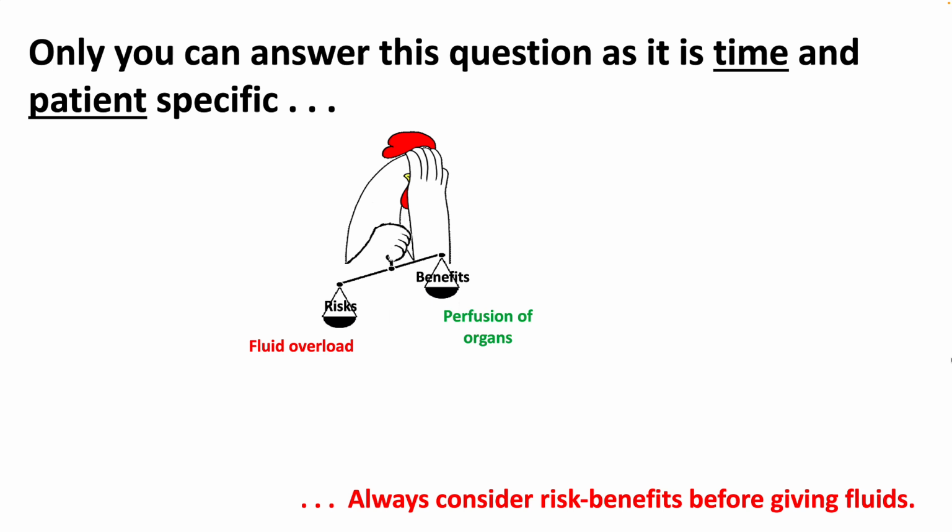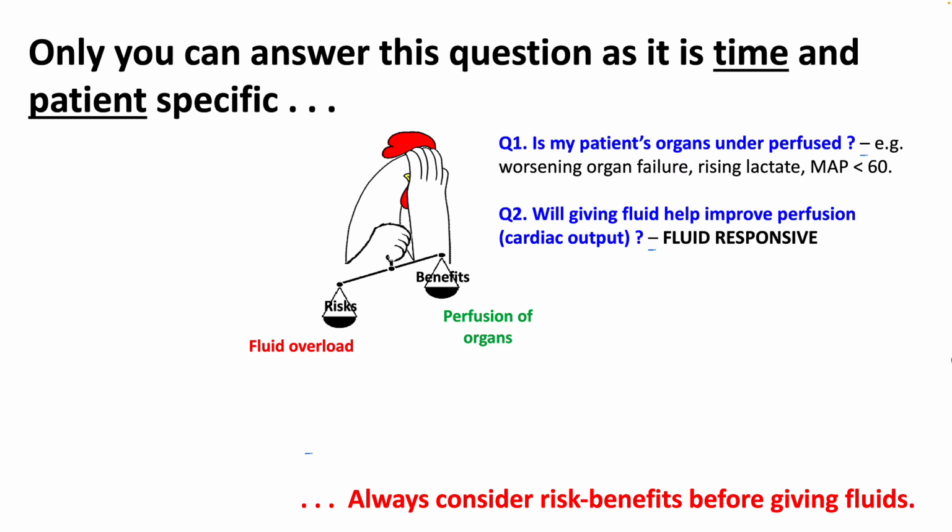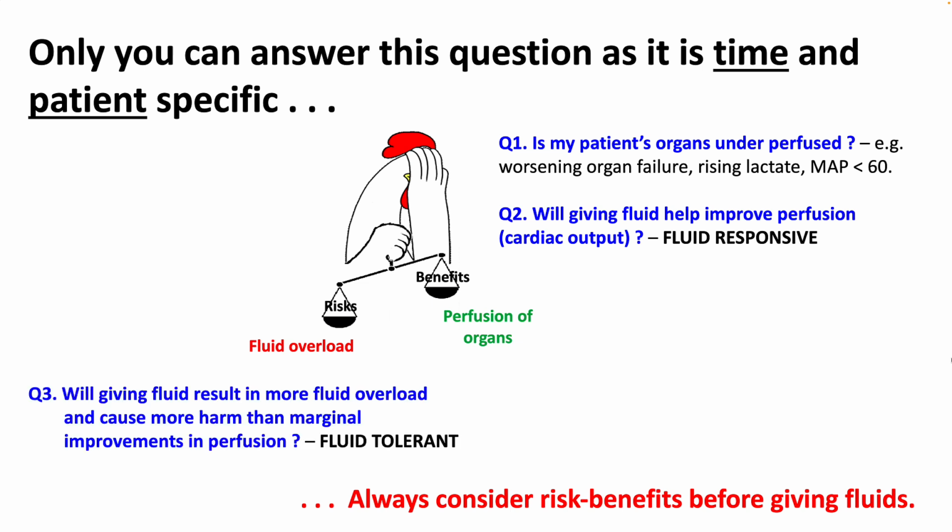Whenever you give fluid, always assess the risk and benefit. The way I go about it is asking myself a few questions. First, is my patient's organ underperfused? Second question I ask myself is, will giving fluid help this patient improve the perfusion? That means increase the cardiac output, and that you can know by figuring out if the patient is fluid responsive. Third question I ask is, will giving fluid result in more fluid overload and cause more harm than the marginal improvement in perfusion? That means, is my patient fluid tolerant? And lastly, will vasopressor be a better choice to maintain the organ perfusion?